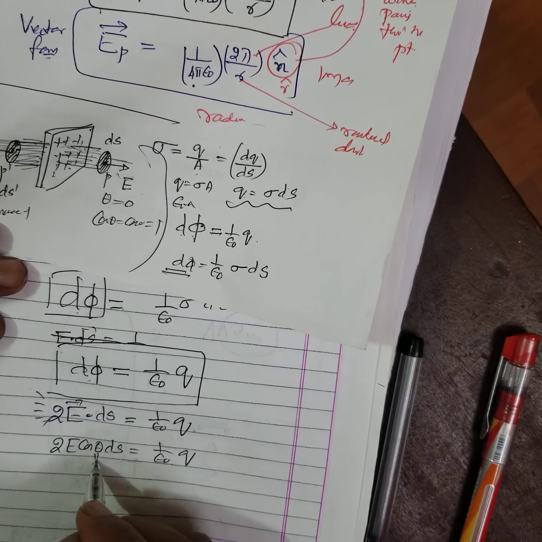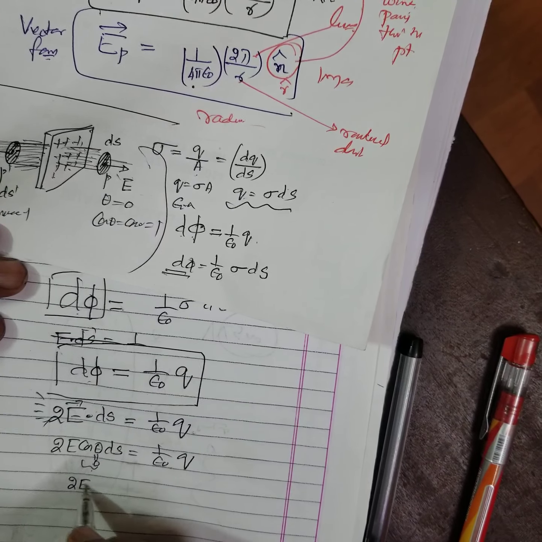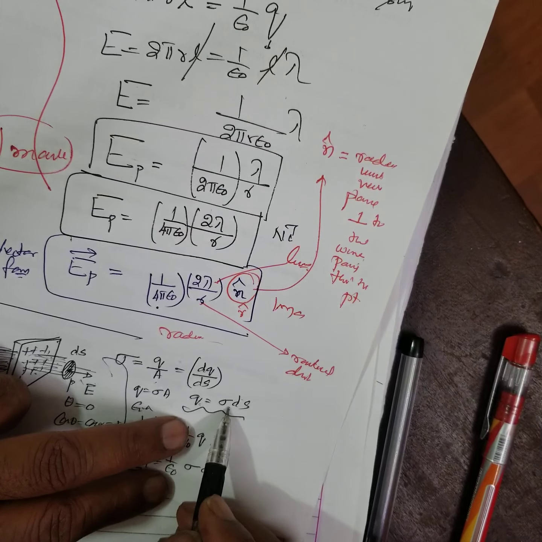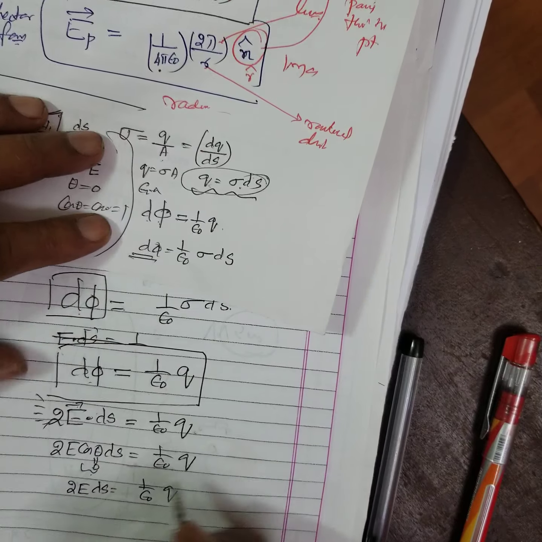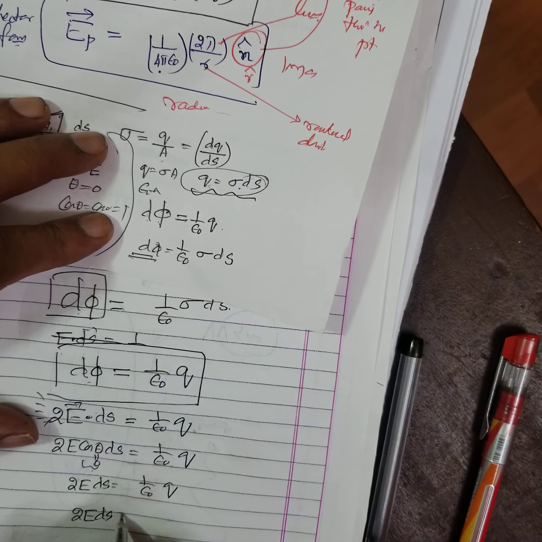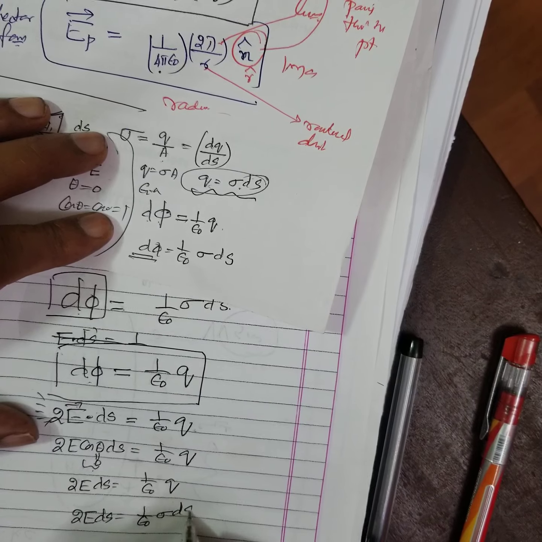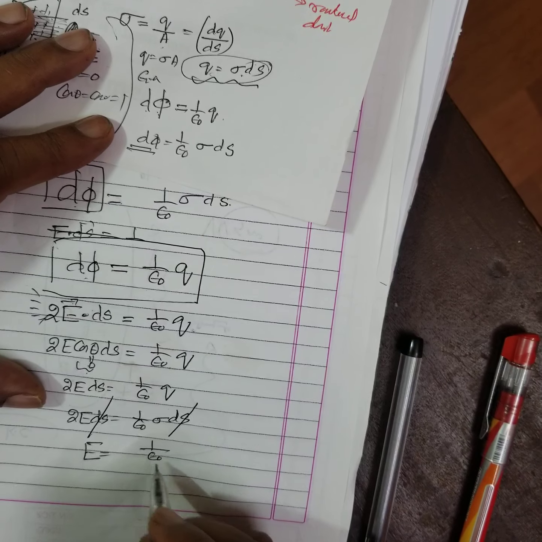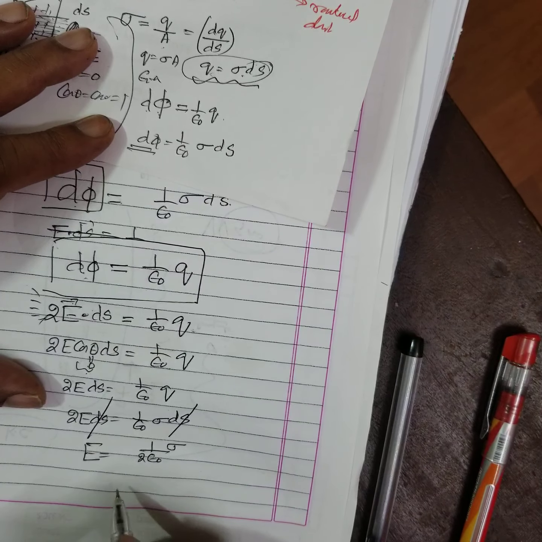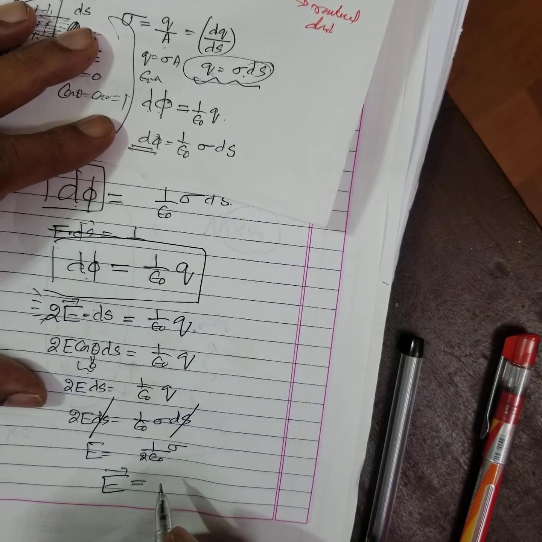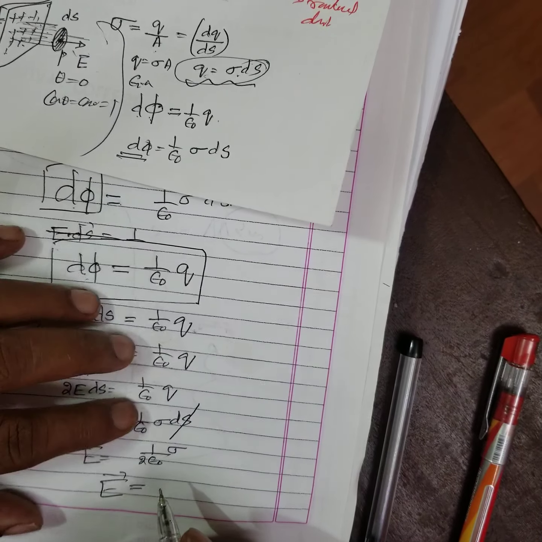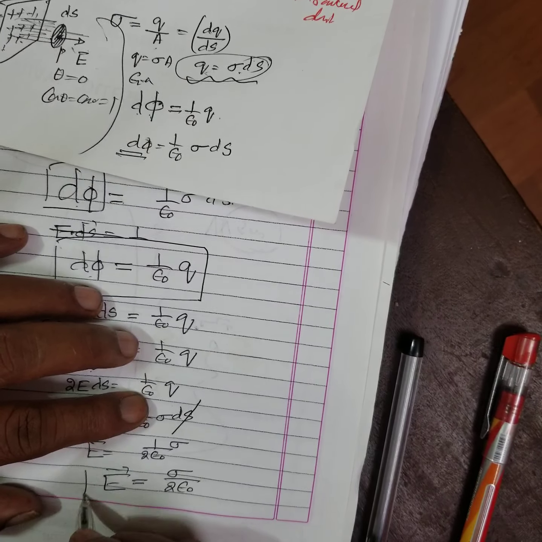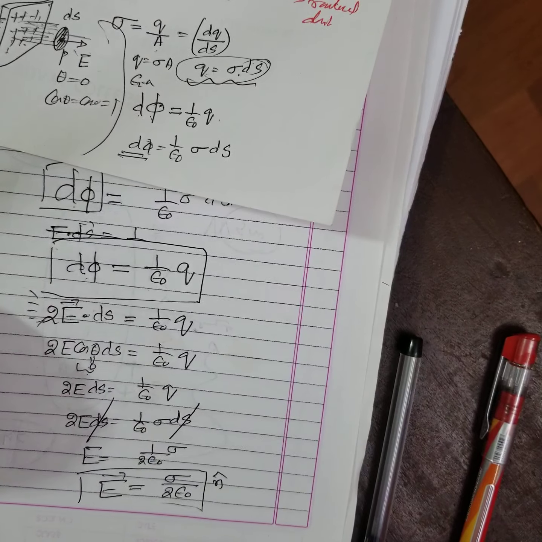Here theta is equal to 0, therefore cos theta becomes 1. Therefore, 2E ds is equal to 1 by epsilon naught Q. But Q is equal to what? Sigma ds. Therefore, 2E ds is equal to 1 by epsilon naught sigma ds. Both get cancelled. Therefore, E is equal to sigma by 2 epsilon naught, or electric field due to infinite long charge sheet is equal to sigma by 2 epsilon naught. If it is in vector form, you write like this.